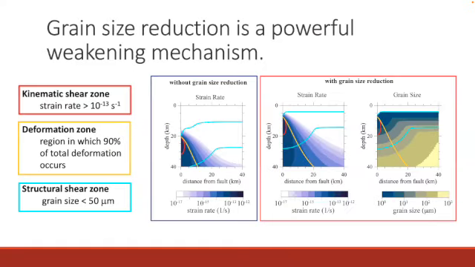Using these 3 shear zone definitions, I consider the effects of grain size reduction and a concomitant switch to grain size sensitive creep. Here I compare the shear zone structure in a simulation without grain size reduction on the left, where dislocation creep is the only active mechanism, with a simulation with grain size reduction on the right. In this case, grain size reduction shallows the BDT by 13 kilometers, but it has little effect on the shape and size of the kinematic shear zone and the deformation zone. My results suggest that while grain size reduction and grain size sensitive flow can have a moderate localizing effect, it may not be powerful enough to produce a highly localized shear zone.